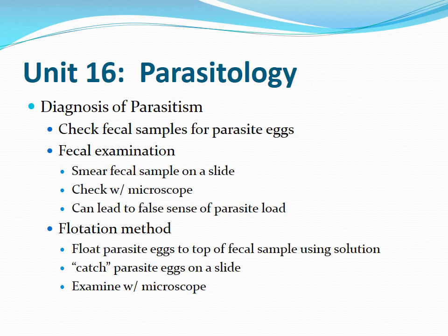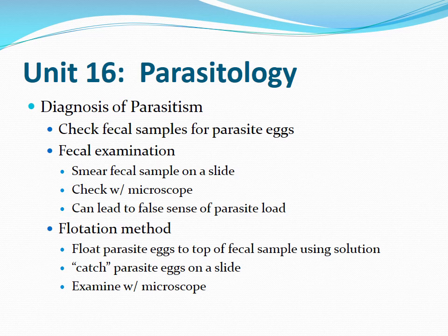So how do we diagnose parasitism or parasite infections? The best way to look for endoparasites is to check fecal samples for parasite eggs. You can do this a number of different ways, but you get a fecal sample, and then we take that fecal sample and smear it across a microscope slide and check through the microscope. The problem with that is sometimes we can get false negatives. Maybe we happen to pick a pile that wasn't infected. So sometimes that leads to false negatives.